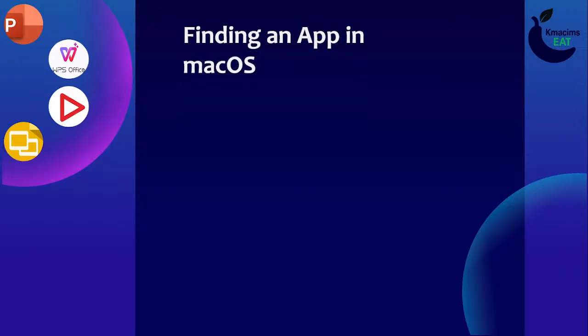Okay, we've talked about Windows operating system and locating an app. Now let's look at Mac operating system. To locate an application in Mac operating system, you can use any of these three methods. The Spotlight search, which is the fastest method to use.